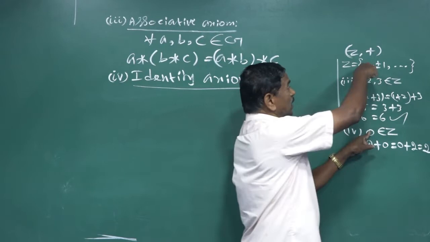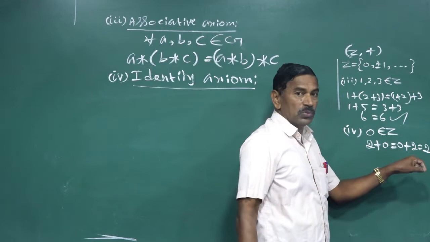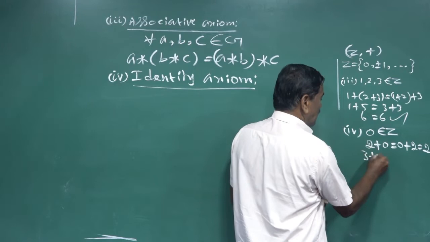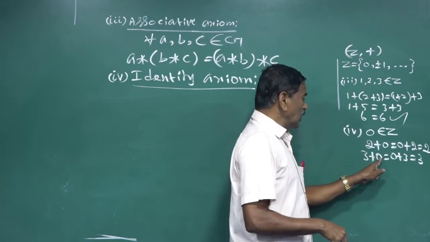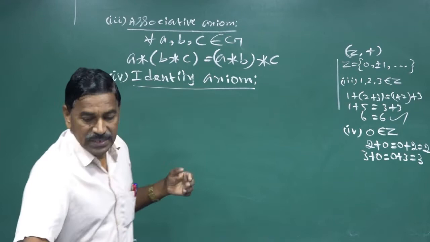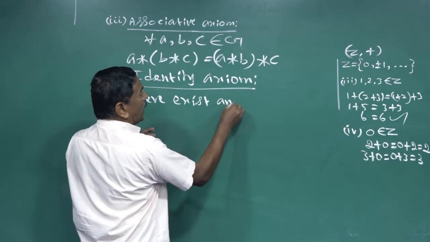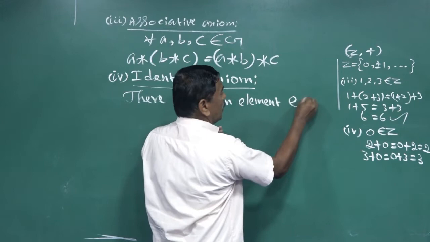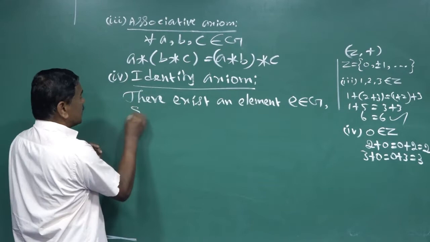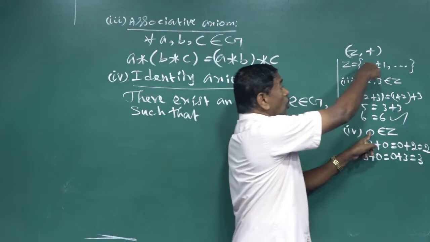Likewise, there exists an element 0 belongs to Z such that 2 plus 0 equal to 0 plus 2 is equal to 2. And one can give some other example also. See, for example, suppose 3 plus 0 is equal to 0 plus 3 is equal to 3. Here 0 is the additive identity. Likewise, here we want to give the general definition. Okay, in general, there exists an element E belongs to G such that 3 plus 0 equal to 0 plus 3 equal to 3. Likewise, here listen carefully.